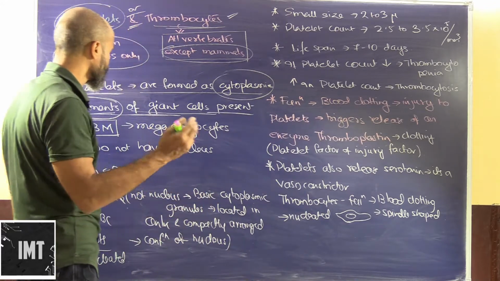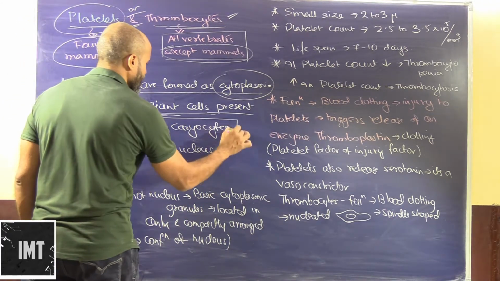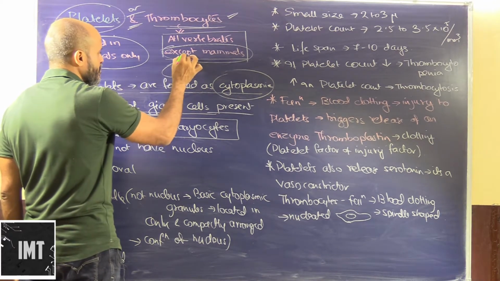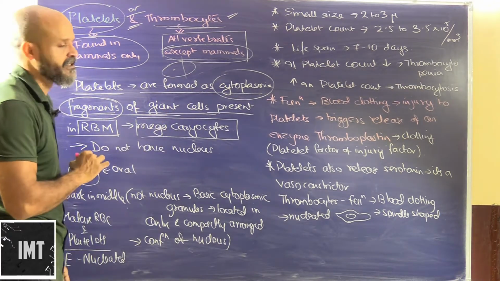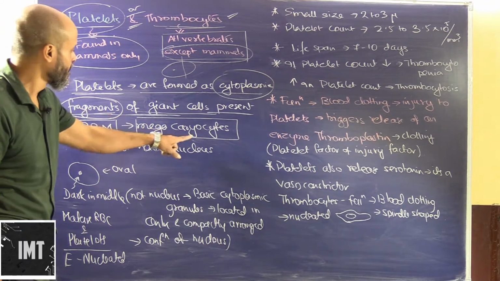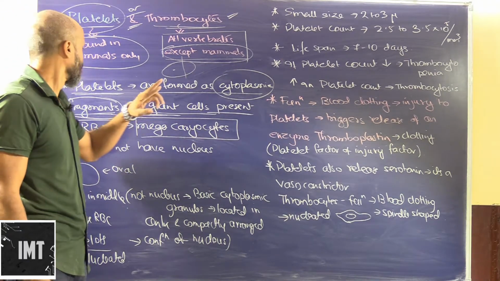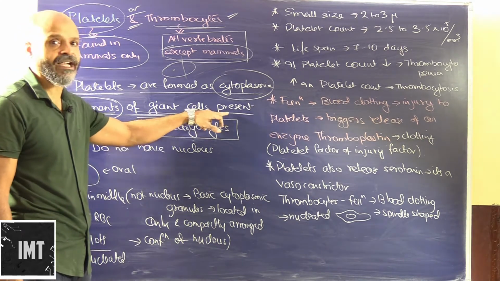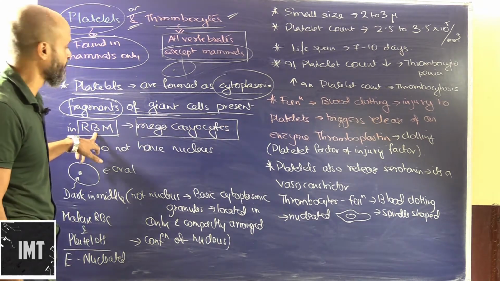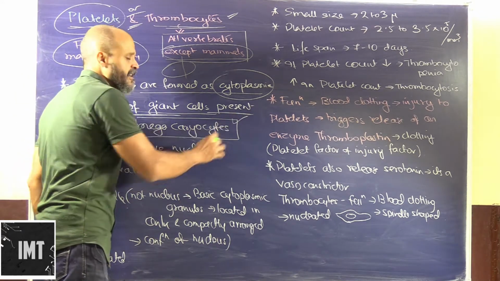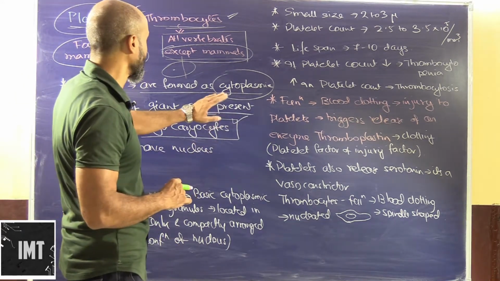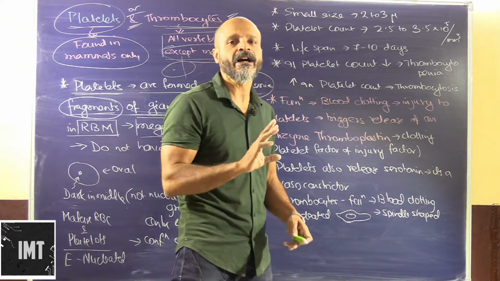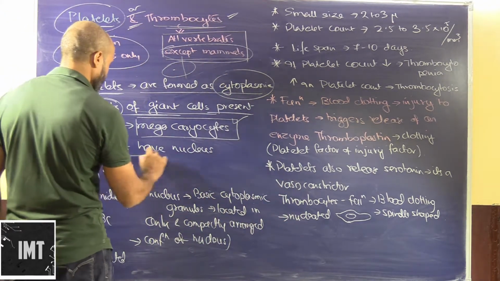These giant cells are known as megakaryocytes. Platelets are formed as cytoplasmic fragments of these giant cells which are present in the red bone marrow, from which platelets are formed. So obviously they would not have a nucleus.